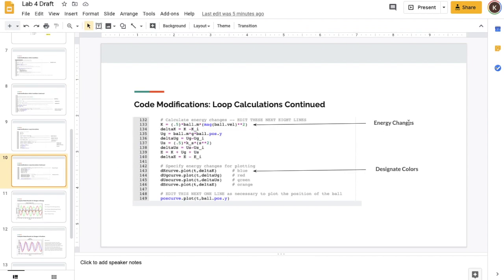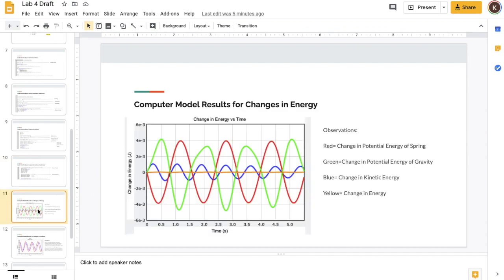Moving forward, this statement is 1/2 the ball's mass times the magnitude of ball velocity squared. These following statements account for the change of energy over time at different points, and then the following statement just designates colors to the different energies. As you can see here, these are my observations, where red is equal to the change in potential energy of the spring, green is equal to the change in potential energy of gravity, blue is the change in kinetic energy, and yellow is equal to change in energy.